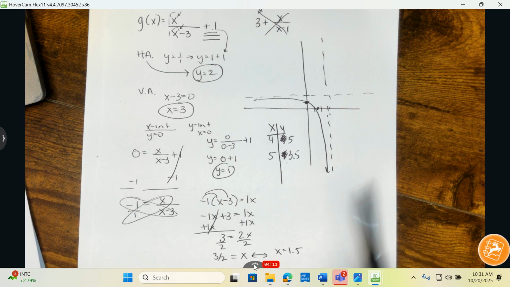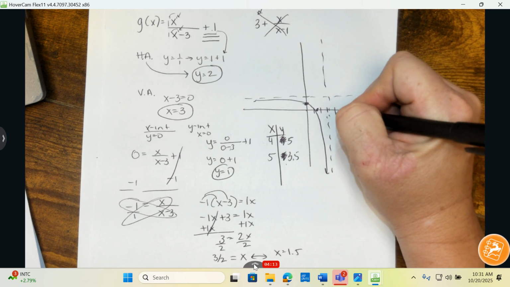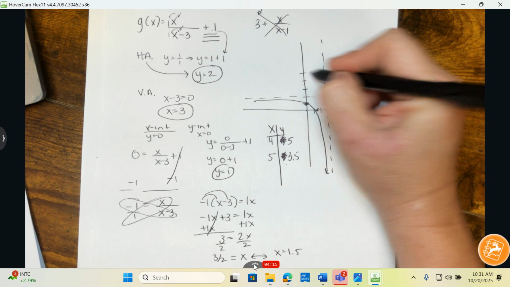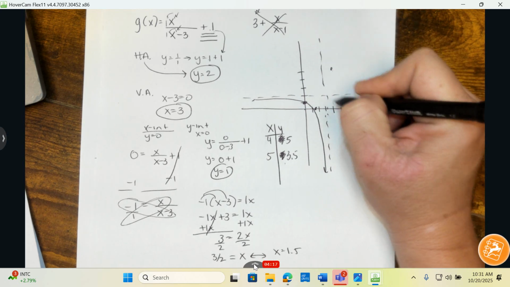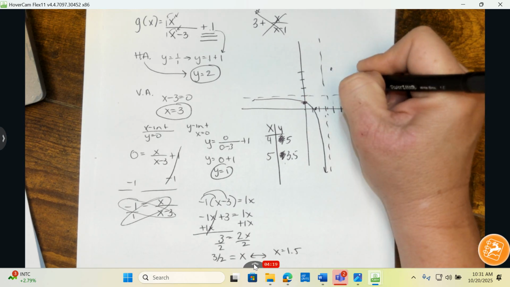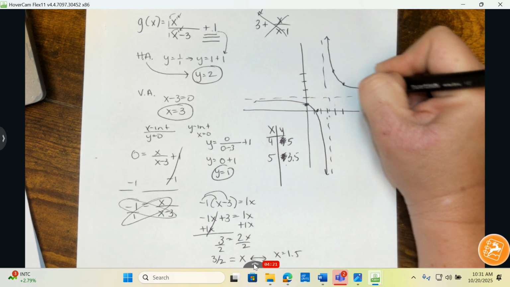And you could use a calculator to help you. So I'm going to go over to 4 and up to 5. 1, 2, 3, up. And over to 5 and up 3.5. Here's 3 and 3.5. And this gives me the basic shape.